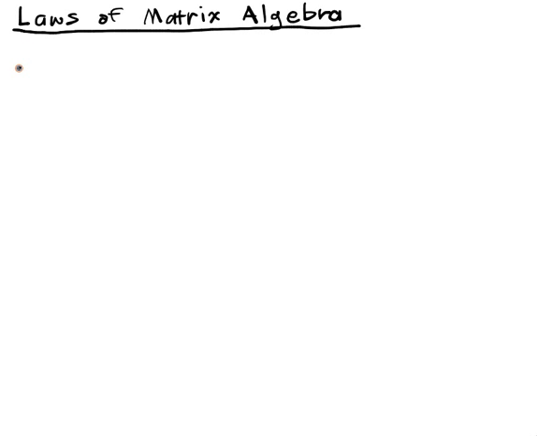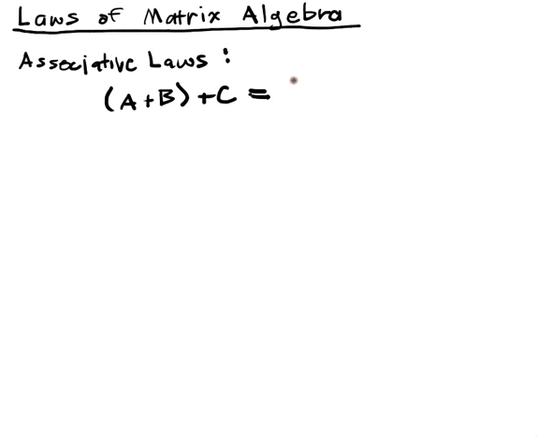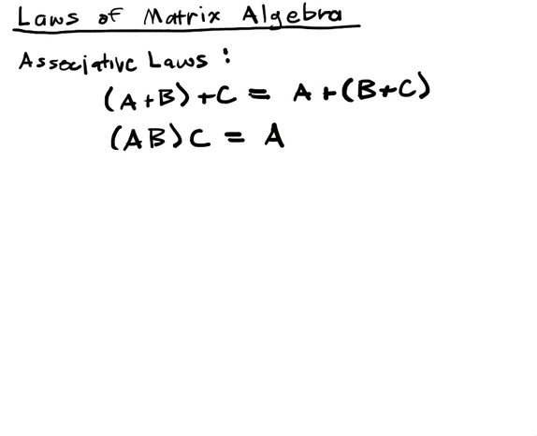So first, the associative laws. So we have two associative laws. One for matrix addition. So we have A plus B plus C. If we added A plus B and then C, that's going to be the same as adding A after we add B and C instead. And if we do matrix multiplication of A and B times C, that's going to be the same as if we had A and then multiplied by B times C later.